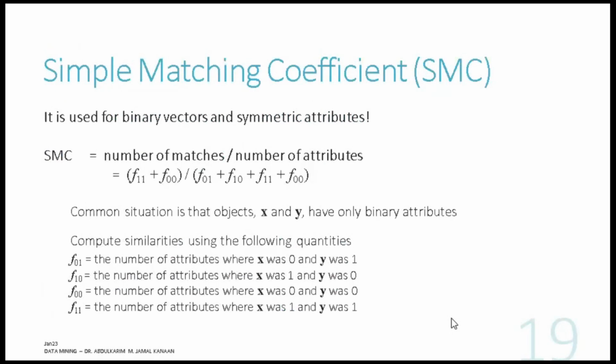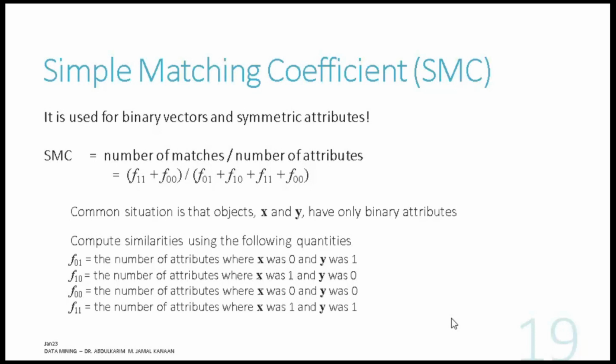Now we move into similarity measurement. So now we are starting with similarity measurements. We start with the simple matching coefficient. This is one of the similarity measurements, not distance. The output should be the similarity.